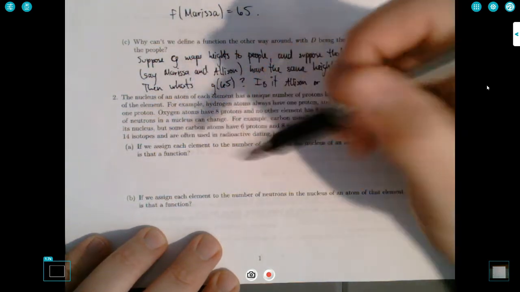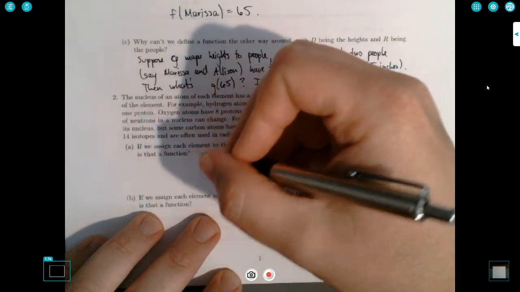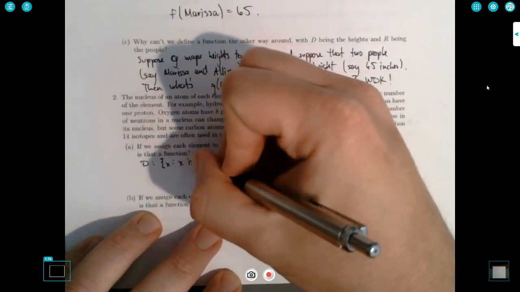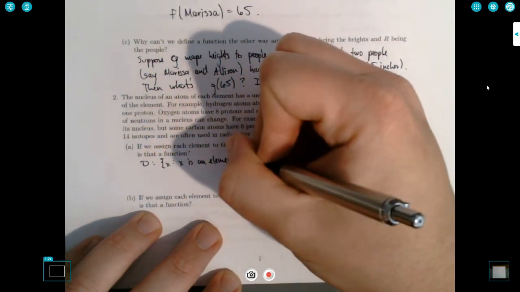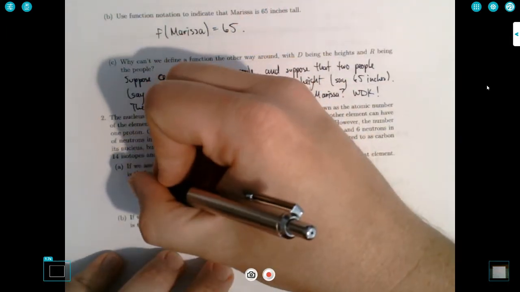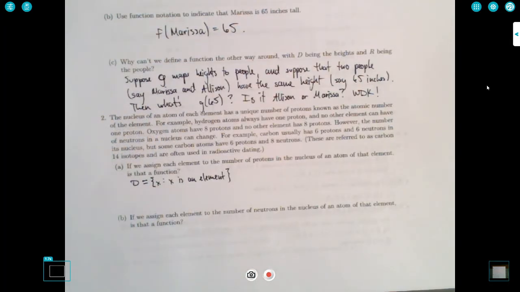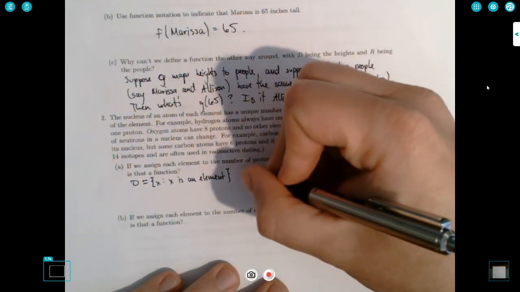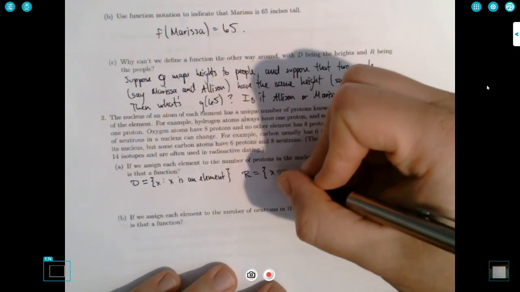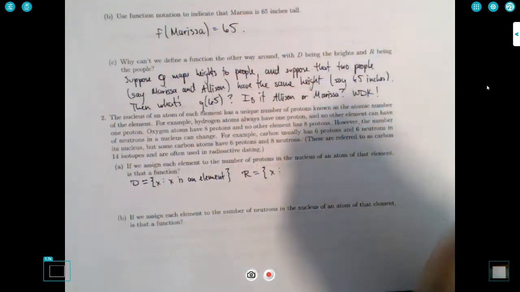so if the domain is the set of all elements. So the domain would be like the set of all x where x is an element. And by the way, your textbook has a nice picture of the periodic table of elements, so you could look it up. But there's, how many? I think 118 elements. So the domain is the set of all x where x is an element. And the range is the set of all x where x is a number between 1 and 18.